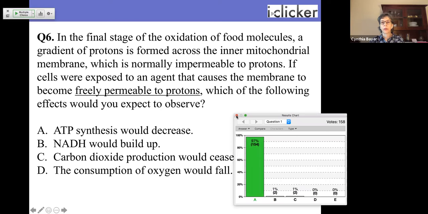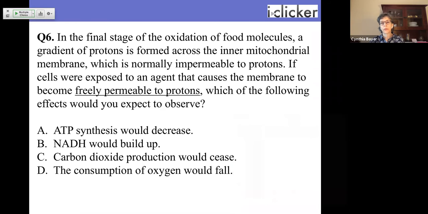If protons were allowed to freely cross the membrane, what would happen is that electron transport and proton pumping would be uncoupled from ATP synthesis. So ATP synthesis would decrease, but glycolysis would still occur. Citric acid cycle could still run. Carbon dioxide would still be released. Oxygen would still be accepting electrons as they pass the electron transport chain. NADH would still pass its electrons.